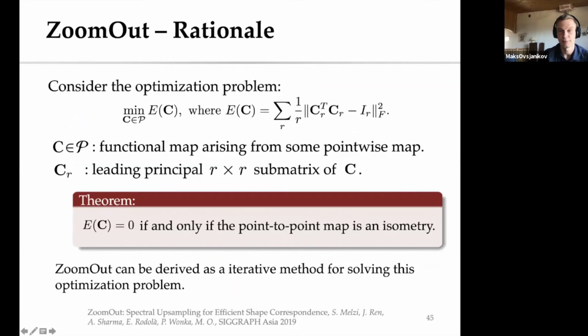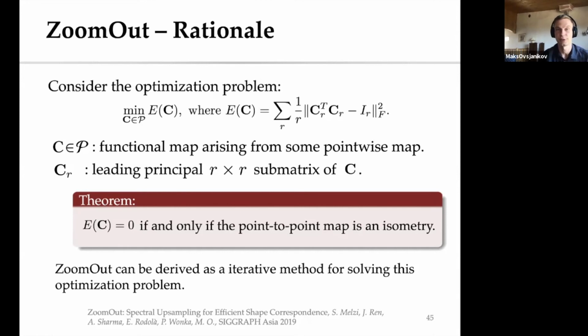And we have an energy that says that every leading principal submatrix, which is a matrix that you get by just taking the first R rows and R columns, every leading principal submatrix of C should be orthonormal. This is very similar to energies that people have used in the past, except they were only enforcing this orthonormality for a particular size of C. But the idea here is you can actually enforce orthonormality for every principal submatrix of C.